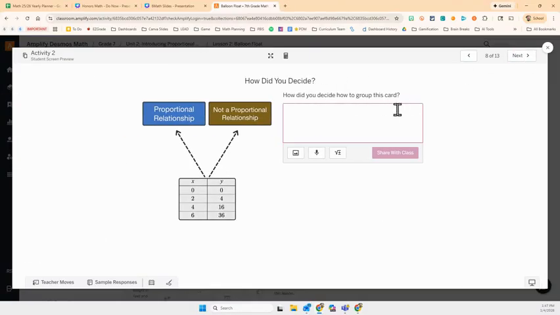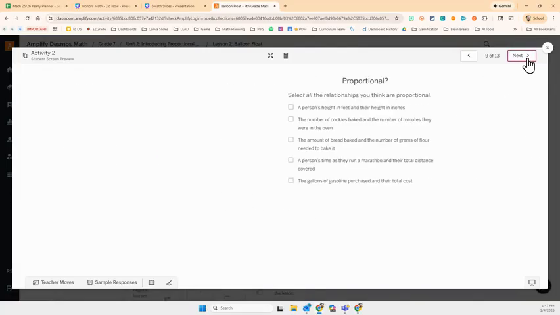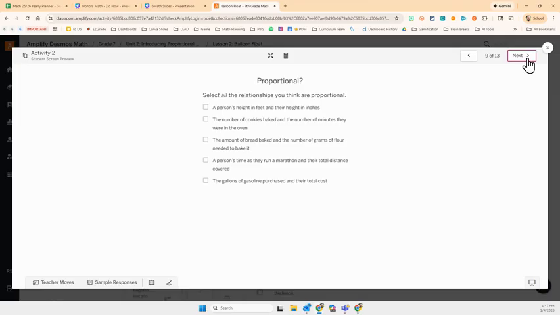How did you decide to sort this card? Go ahead and type, copy, and paste your explanation into the discussion here on PlayPosit. Finally, which of these relationships are proportional?